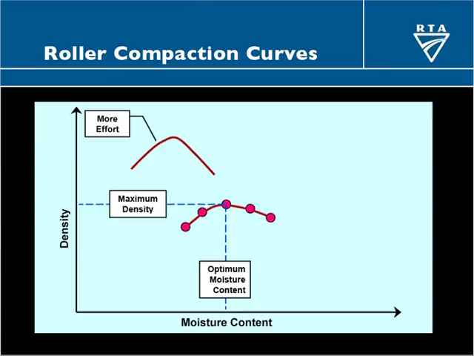If we go the other way, and let's just say we're extremely optimistic and we think we can get the result with a couple of passes of a tennis court roller, we'll also get a compaction curve. It will look something like this. It'll be flatter, it'll show a higher optimum moisture content and a lower maximum density.